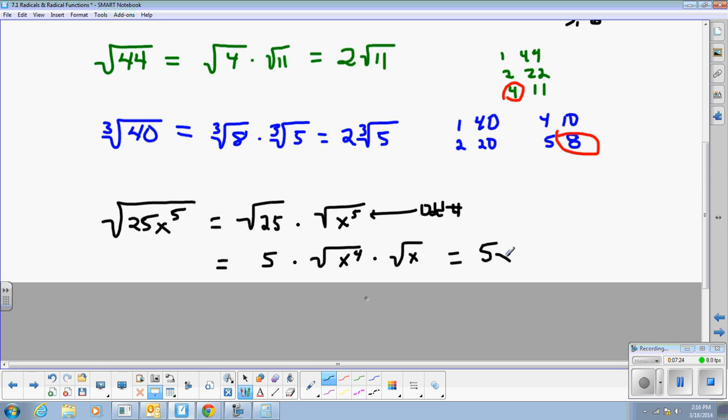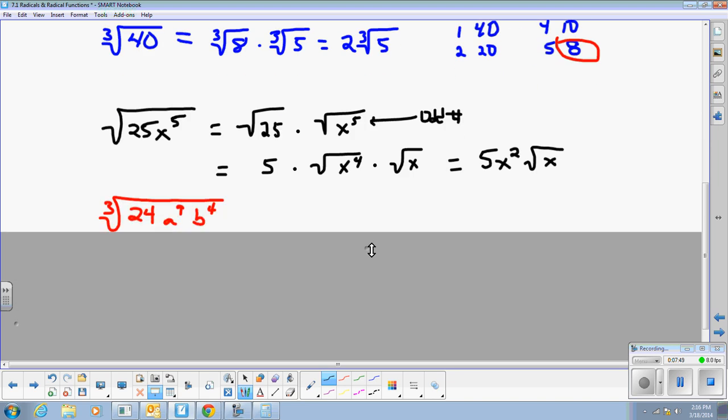So that means the square root of x to the 4th is x squared. And then I have a square root of x here that's left behind, so I write then the square root of x. So again, as we simplify, we're looking to pull out as many perfect square factors or perfect cube factors or perfect fourths, whatever we're working with, and we'll write this out here as a rational factor, and then it's times the irrational one. Square root of x stays just like it is.